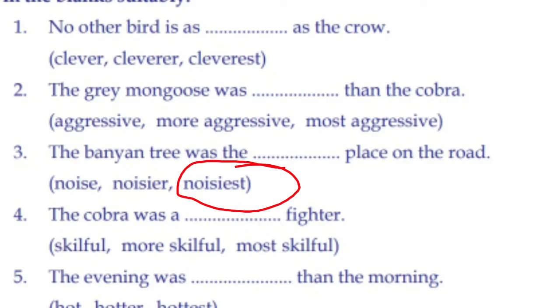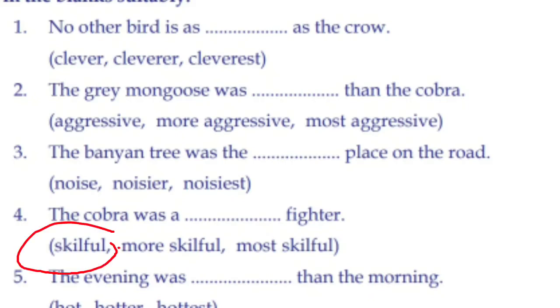And we come to the fourth sentence. The cobra was a dash fighter. It's a plain sentence. There you can use the positive degree. What is the sentence? The cobra was a dash fighter. The options are skillful fighter, more skillful fighter, most skillful fighter. Here you can use: The cobra was a skillful fighter.